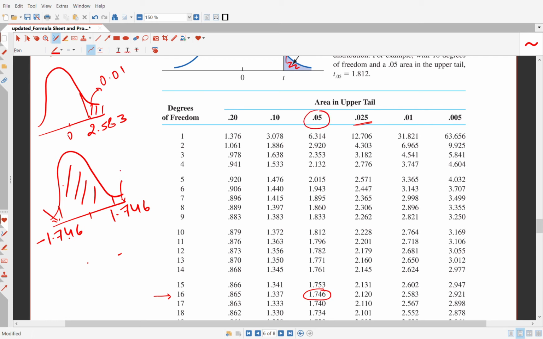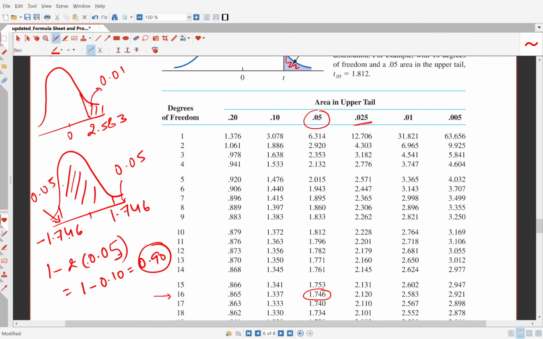So 0.05, so this is 0.05. That means this is also 0.05, the area to the left. So the area in the center is 1 minus twice 0.05. So that is going to be 1 minus 0.10, and that answer is 0.90. Okay, so that is question 11, all parts, and now we know how to look up the area.